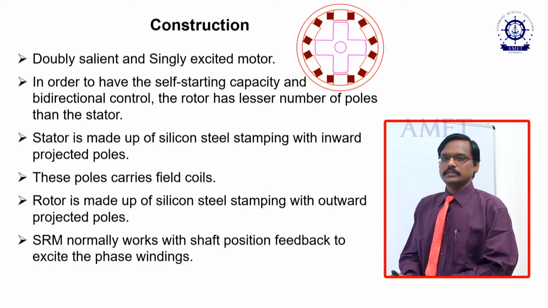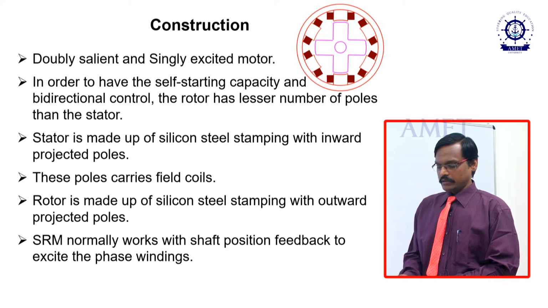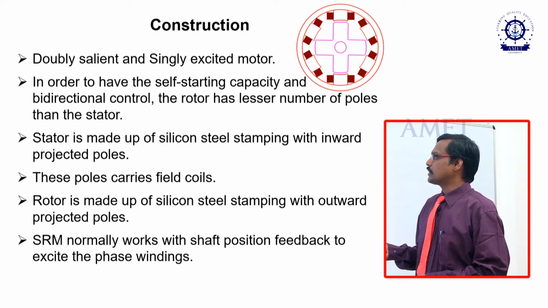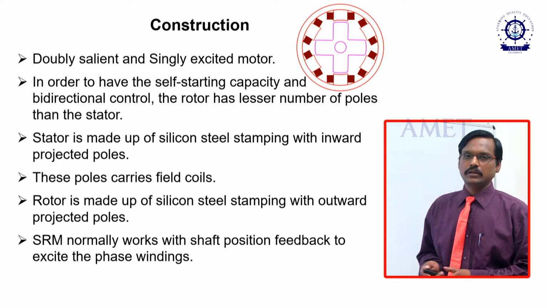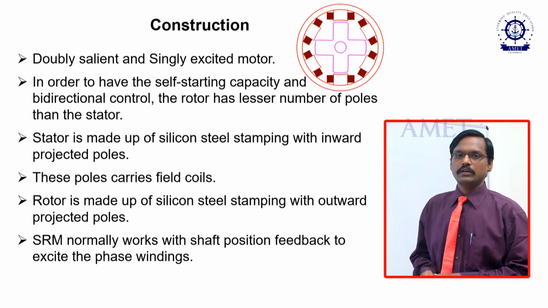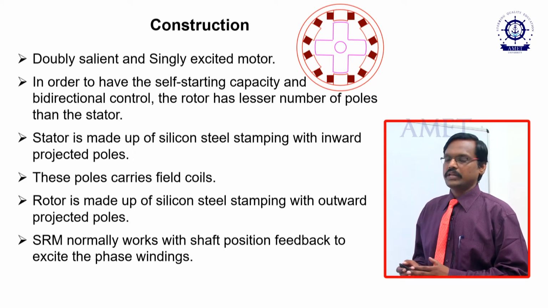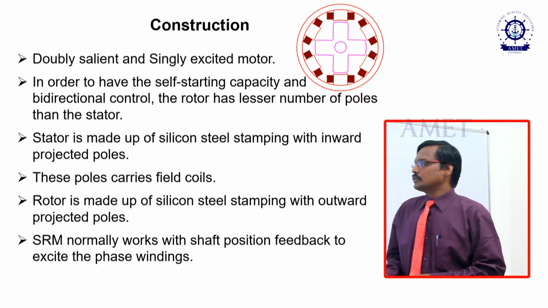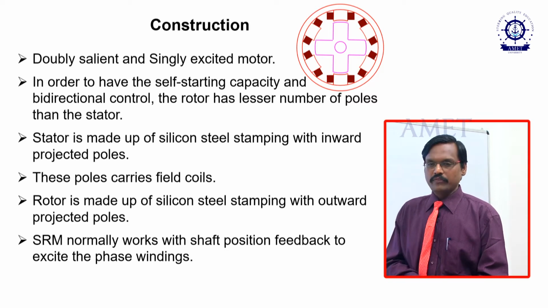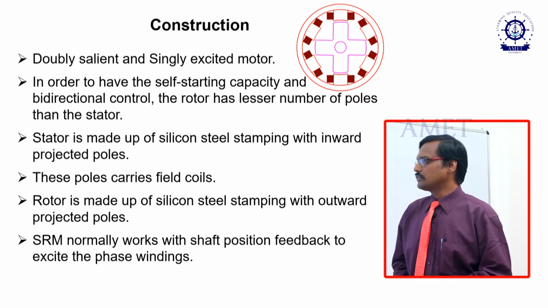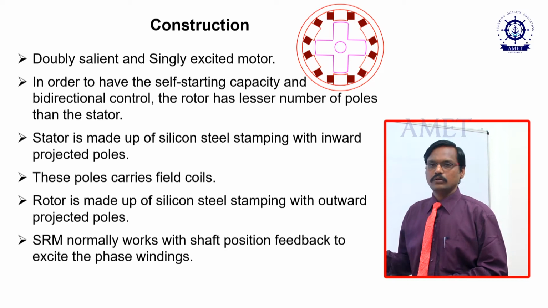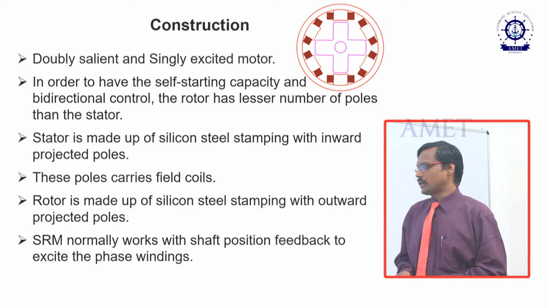First, we will discuss the construction details. It is a doubly salient singly excited machine. That means in the stator and rotor we have salient projections. The stator has an inward projection, and the rotor has an outward projection. So both have projections, and it produces a non-linear, non-uniform torque. The stator and rotor are made up of silicon steel stampings, and since both the stator and rotor have salient poles, it produces noise.